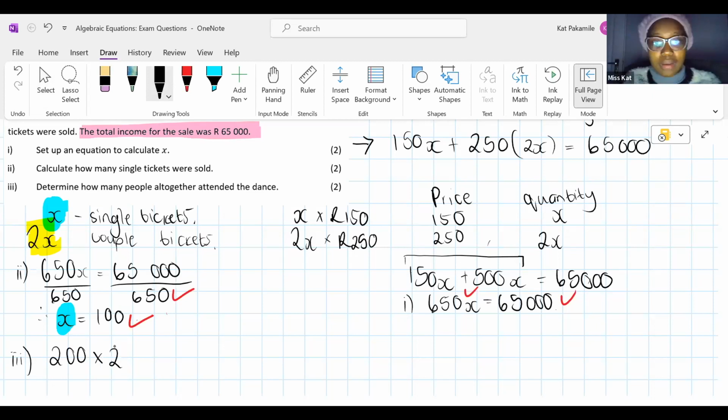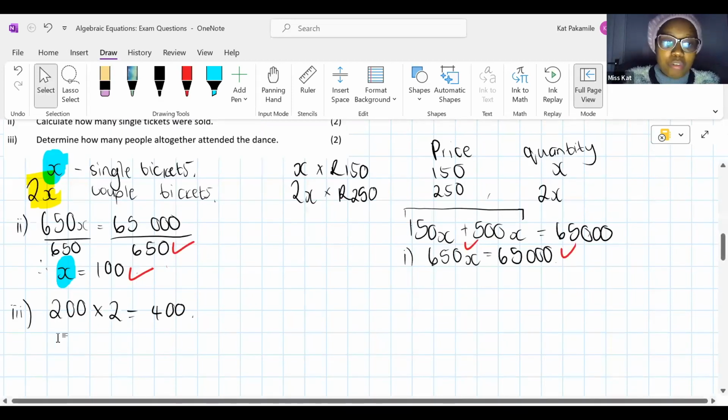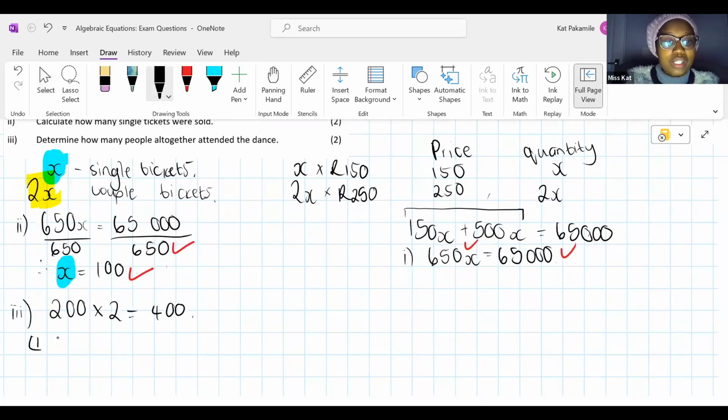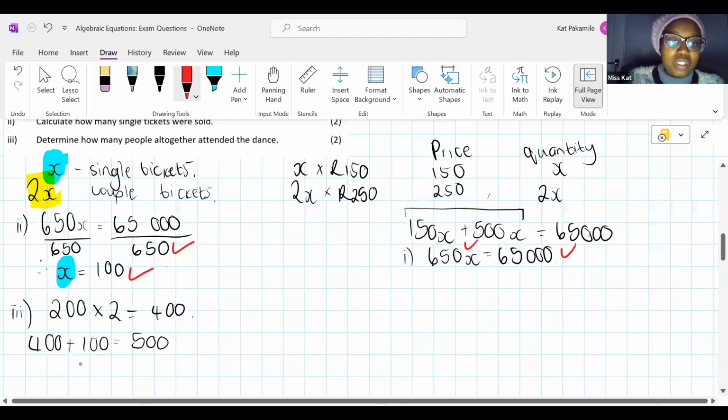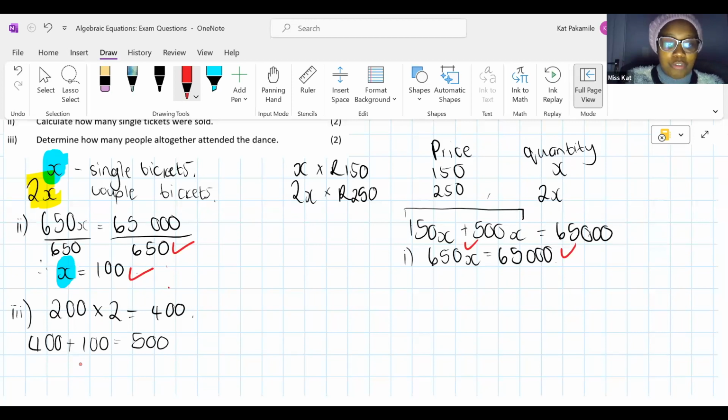Do you see? You see why? Oh, yes, ma'am. There we go. And then you add it to the single people. So it will be 400 plus 100. So tell me how many people attended, Novuya? 500. There we go. Beautiful. I see a lot of you get it in the chat. The trick was the couple tickets. Couple means there are 2 people attending. So your first mark will be for knowing to multiply and then for adding. Oh, that was a beautiful question.